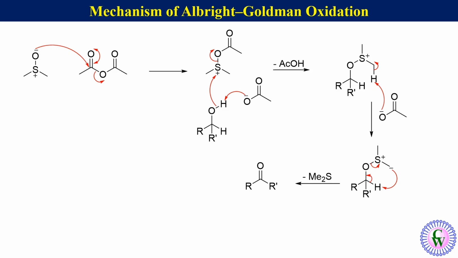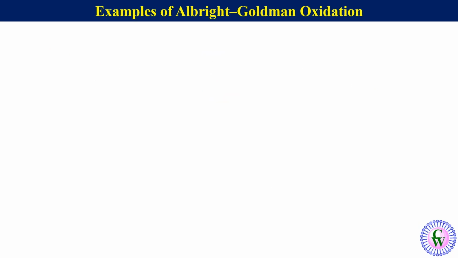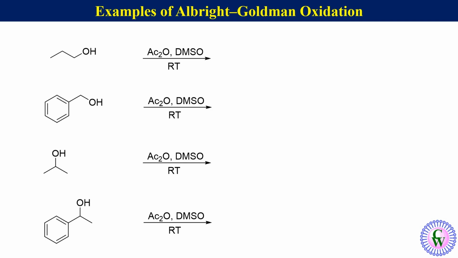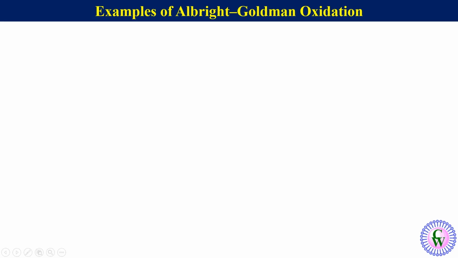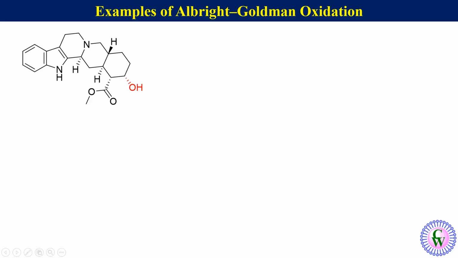aldehyde or ketone. Examples of Albright-Goldman oxidation: 1-propanol, benzyl alcohol, 2-propanol and 1-phenylethanol when undergo Albright-Goldman oxidation produce propionaldehyde, benzaldehyde, acetone and acetophenone respectively. This is an alkaloid having secondary alcohol group.